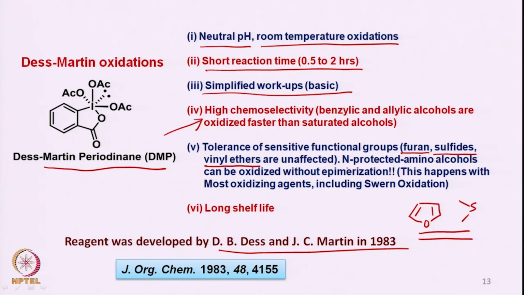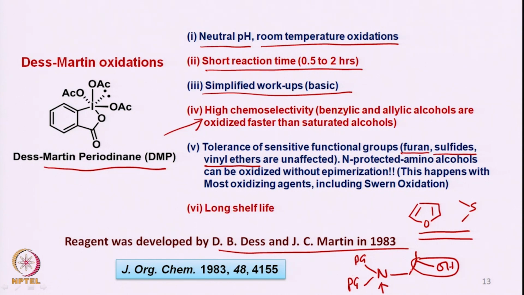Similarly, one can oxidize an N protected amino alcohol. So if you have an N protected amino alcohol, you have a nitrogen here and you have here say an alcohol which one wants to oxidize, and there is a protecting group here, PG, some sort of protecting group. Now this nitrogen is not affected. So the oxidation of this alcohol occurs readily with this particular DMP, Des-Martin periodinane oxidizing agent, and the nitrogen is not affected. So many of the functional groups which are there, they are not affected.